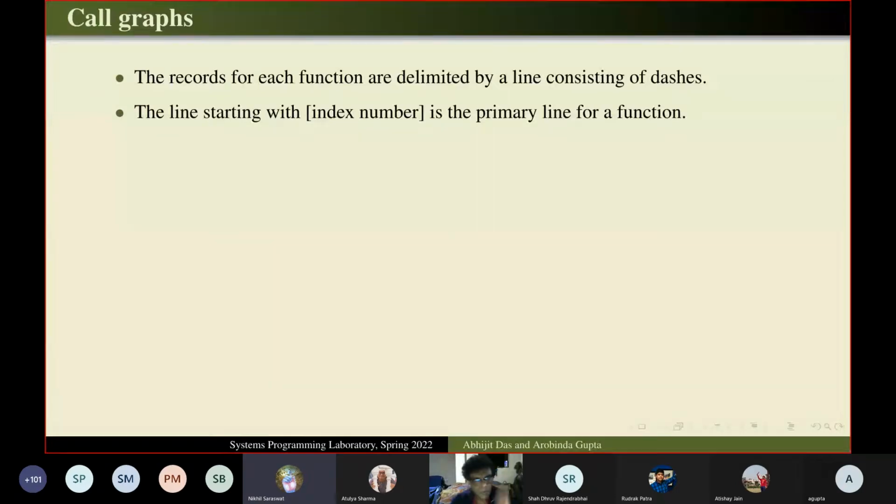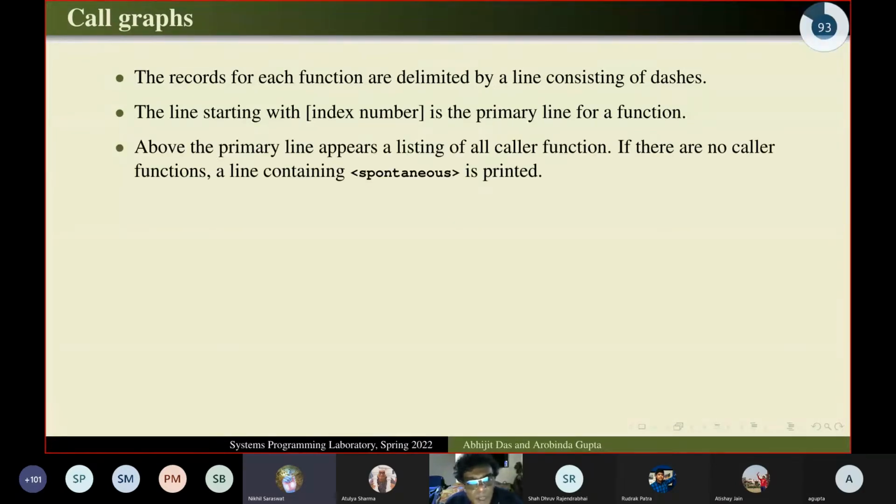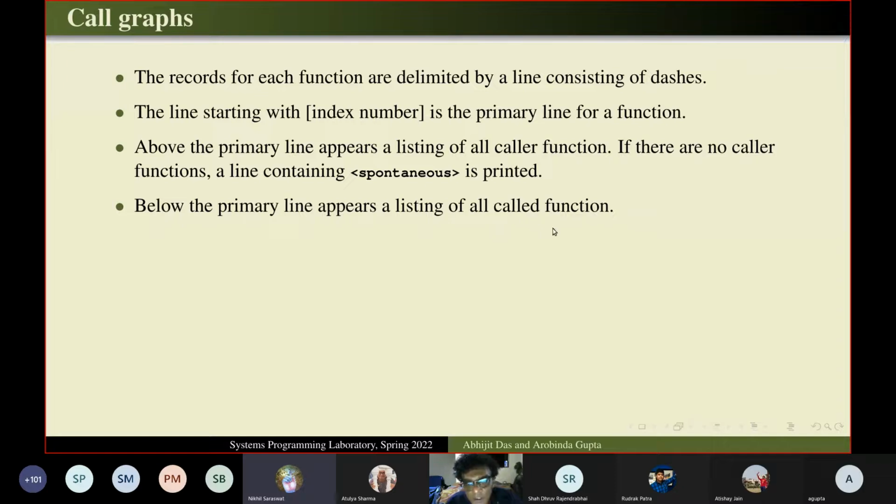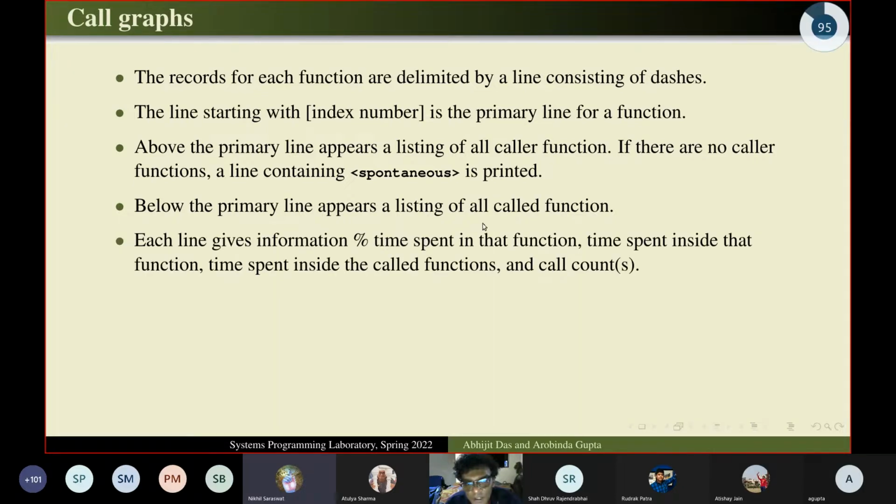I think we should see an example. I'm just reading this: a line starting with an index is a primary line for a function. Above the primary lines, all the caller functions are listed. Below the primary line, all the called functions are listed, and for each of these calls, there is the percentage time, and so on.